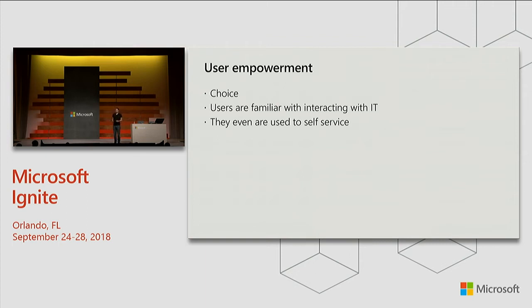We're also seeing more and more customers move to user empowerment. And user empowerment is about choice. Users are more and more familiar with interacting with IT. Pretty much every single user has a phone that they've set up, and they've gone and requested apps, and they self-service those personal phones. Organizations are starting to pivot to that and provide much more choice and self-service to their users.